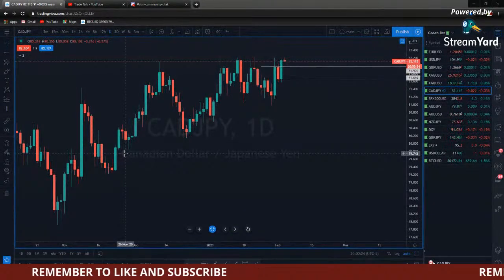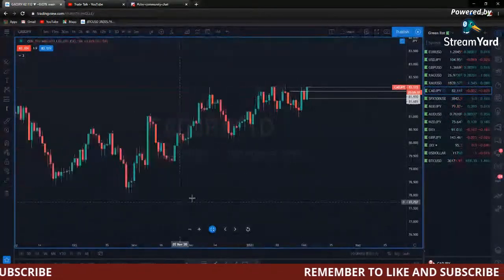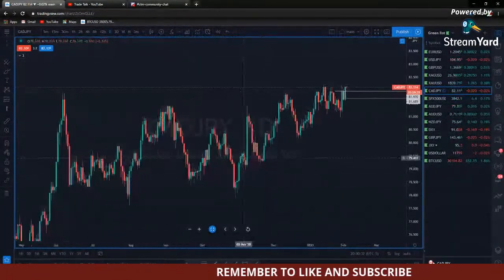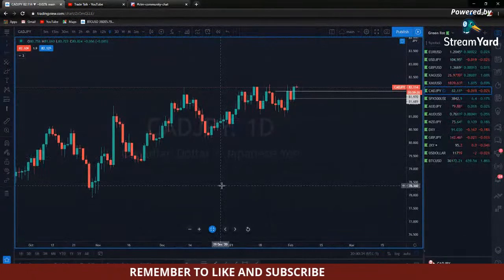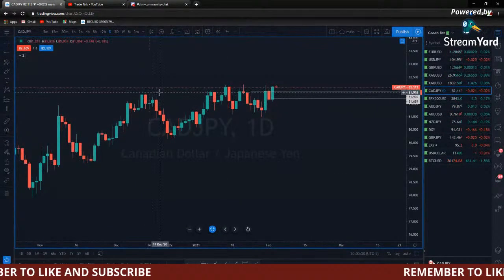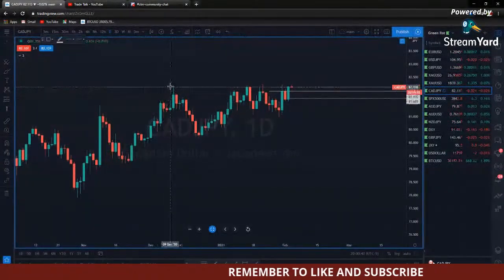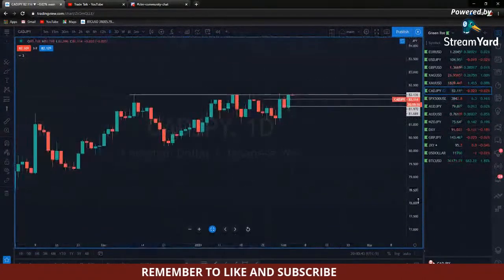All right, so first off, we're going to start with CAD Yen. CAD Yen has been an asset that I've been watching for a couple weeks now because it is forming this area up here, right up here into this resistance. As you can see, we did take out that target from last week.